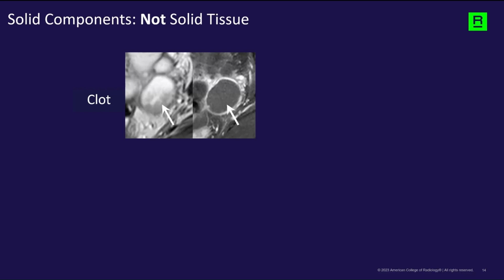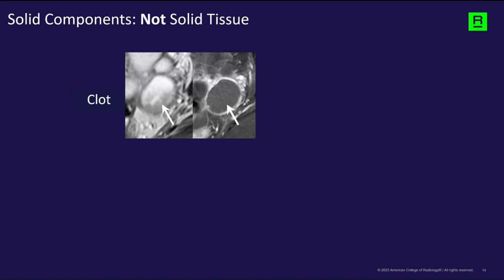As already mentioned, there are solid components that are not considered solid tissue per the O-RADS Lexicon and are rather exceptions to the rule. Let's go over these 4 exceptions, which include clot, smooth septations, fat, and Rokitansky nodules. Non-enhancing clot, debris, and fibrin strands are not considered solid tissue.